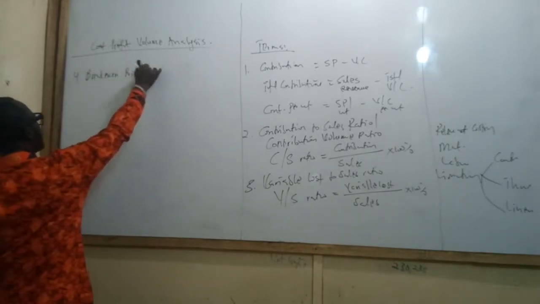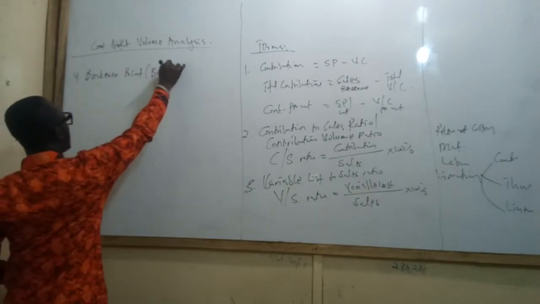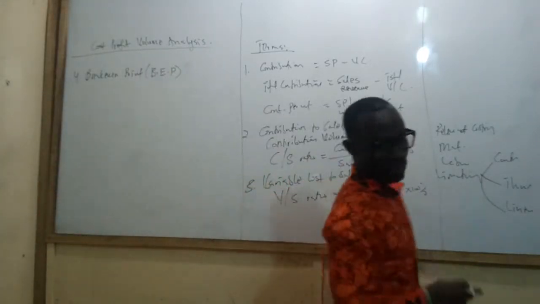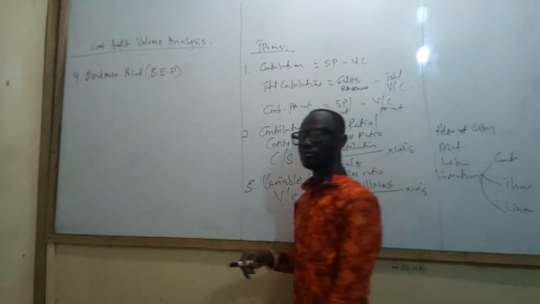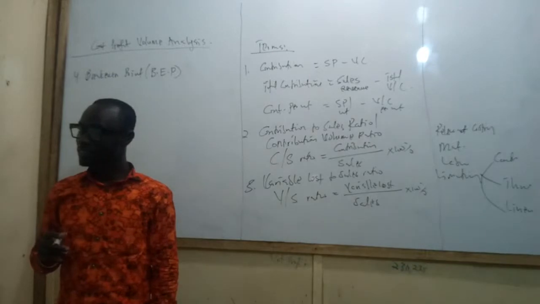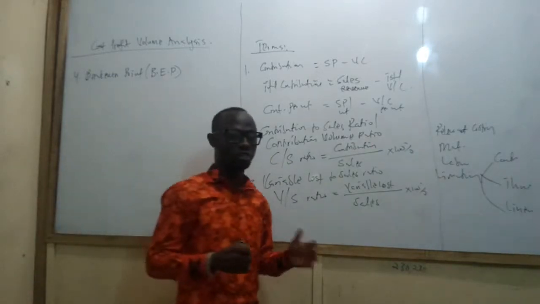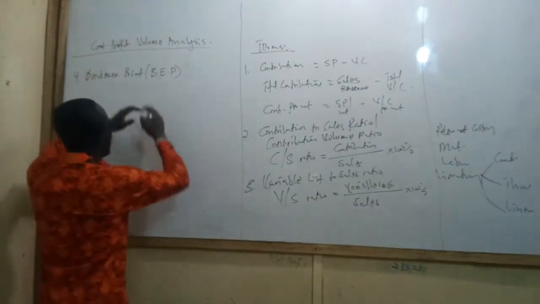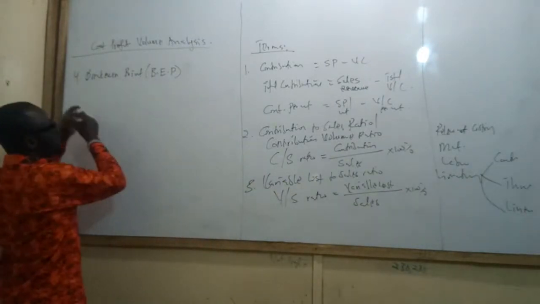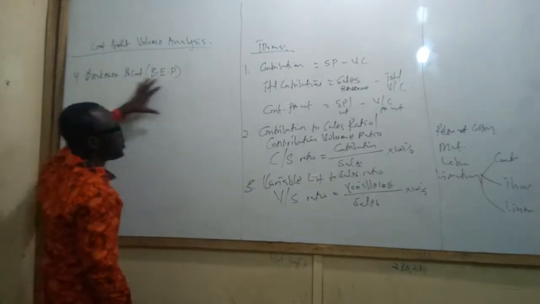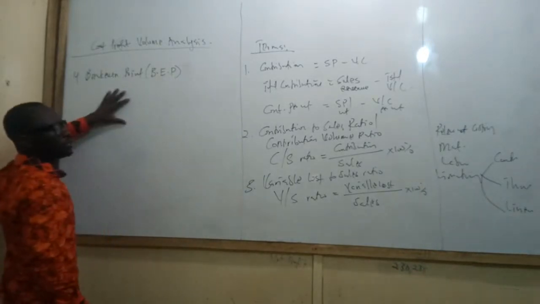Now, I hope you've heard this word all over again. So when we say a company has break-even, what does it mean? The company is not making any profit or loss. Right. So the break-even point is the point at which total sales is the same as what? Total cost. So the company is not making profit, the company is not making loss.